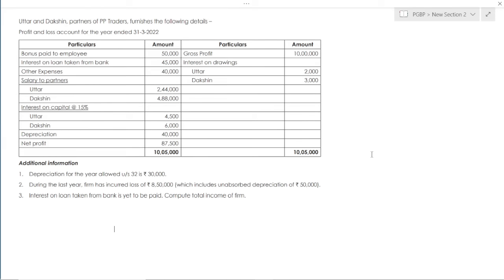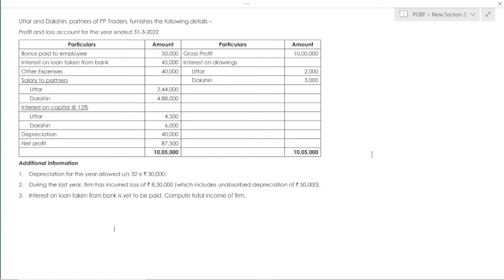As we discussed the remuneration related treatment, and then we discussed interest, let's discuss two partners. They are Uttar and Dakshin. Wow, great names. Uttar and Dakshin are partners of PP Traders, furnishing the following details. Their P&L account is given for 31st March 2022. Particulars and amounts are given. They gave bonus to employees, interest on loan, other expenses, salary to partners, interest to partners, and then depreciation. On the credit side, we can see only interest on drawings.